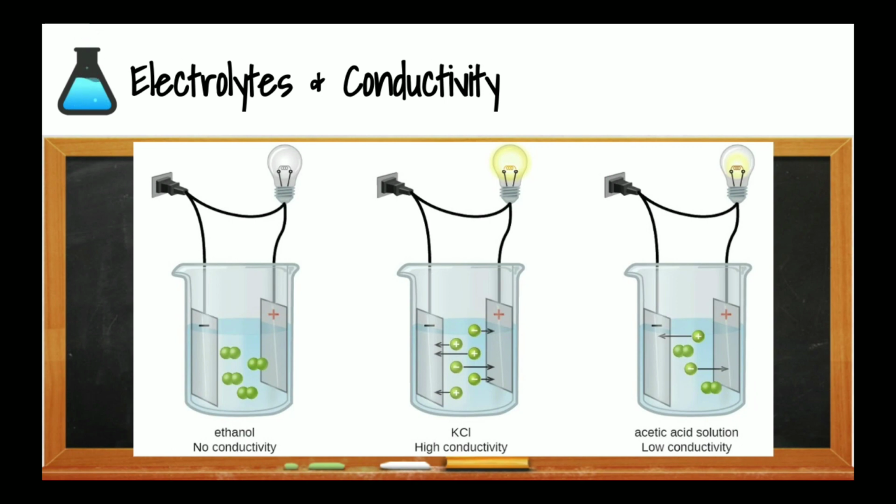Strong electrolytes will have great electrical conductivity, as we can see here with this bright light bulb. And weak electrolytes, like some organic acids, like acetic acid, will be able to conduct electricity. But notice how the amount of electricity produced, as seen by the dimmer light bulb, is a consequence of only some of the particles forming charged pieces.